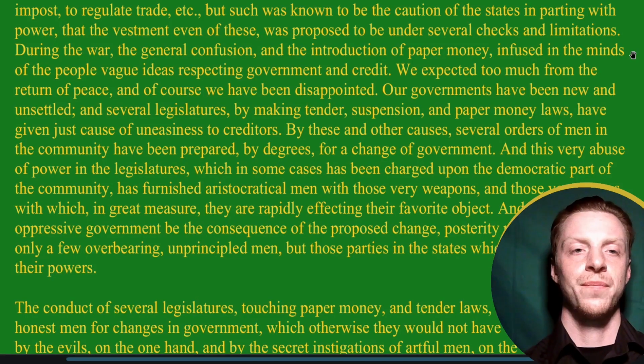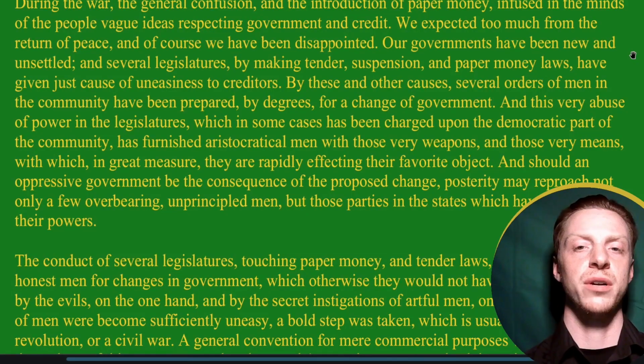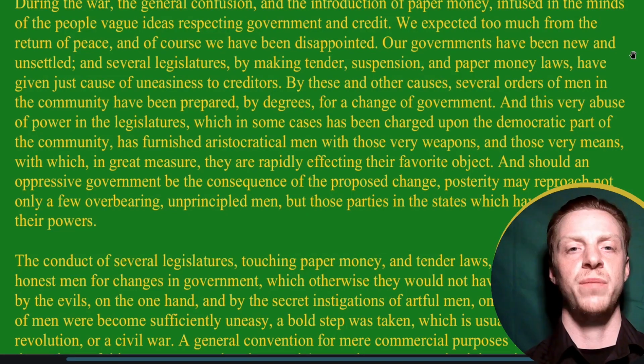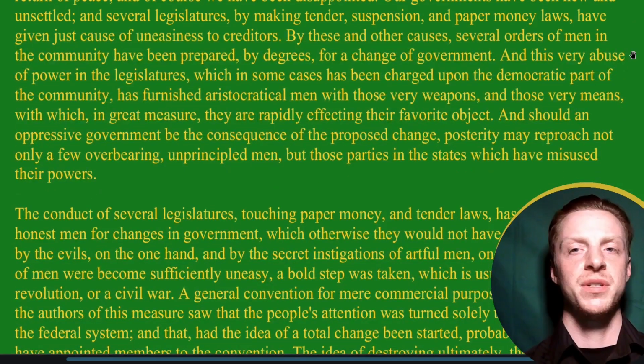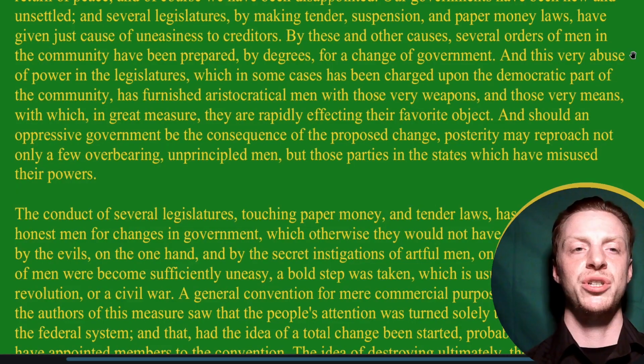During the war, the general confusion and the introduction of paper money infused in the minds of the people vague ideas respecting government and credit. We expected too much from the return of peace, and of course we have been disappointed. Our governments have been new and unsettled, and several legislatures, by making tender, suspension, and paper money laws, have given just cause of uneasiness to creditors.